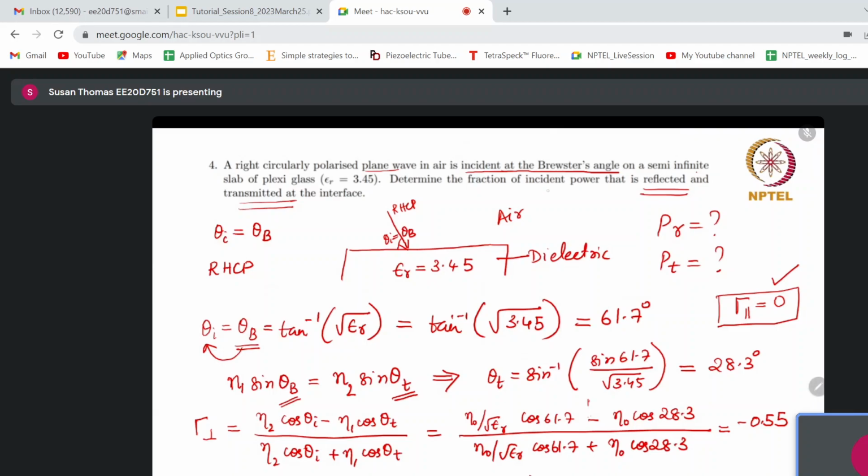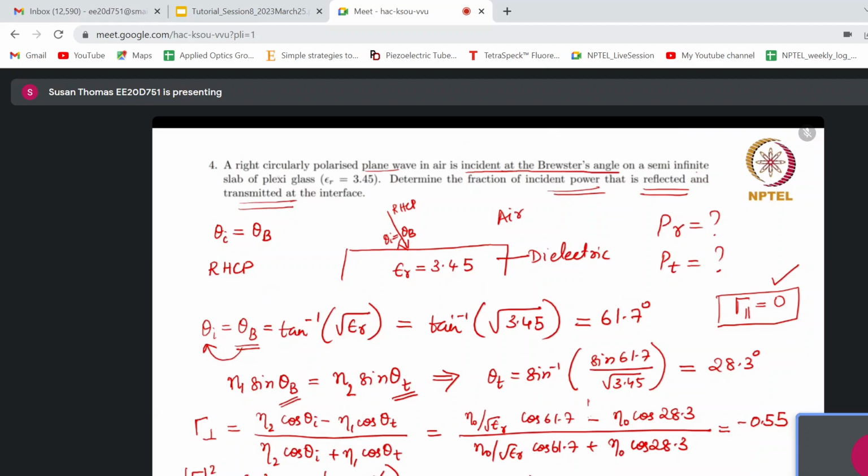Now what is power? Power is the square of the reflection coefficient. So gamma square, if you take, you will get 0.303, or I can say 30.3%. So 30.3% is getting reflected back. Now let us see, is it all 30%?